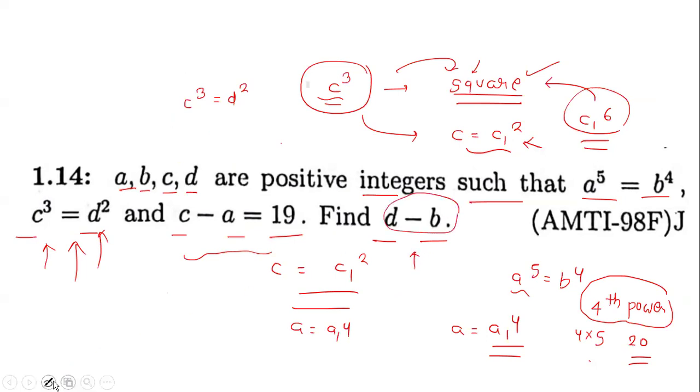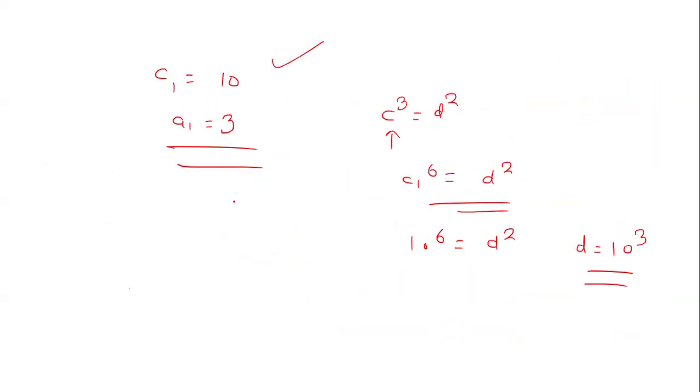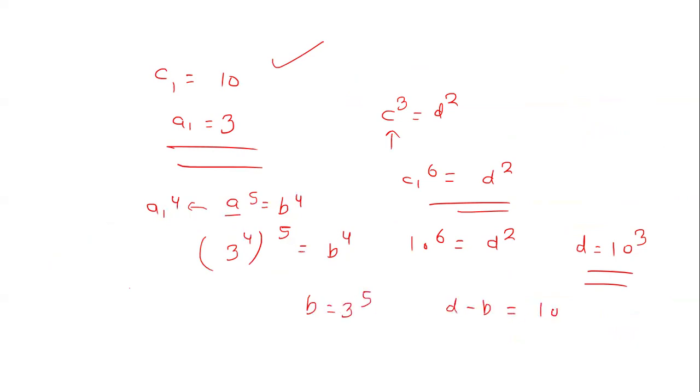We want to find the value of d minus b, and we also know a raised to power 5 is b raised to power 4. a itself is a1 raised to power 4, so it is 3 raised to power 4, whole raised to power 5, equal to b raised to power 4. So from here you can see that b is 3 raised to power 5. So what is the value of d minus b? It is 10 cube minus 3 raised to power 5. In this way we can solve this problem.